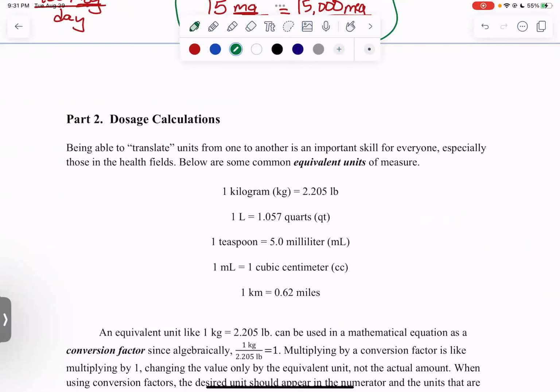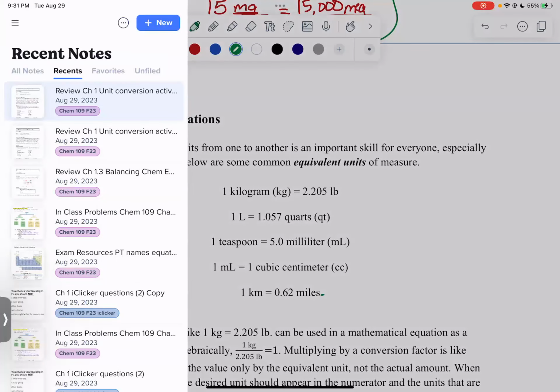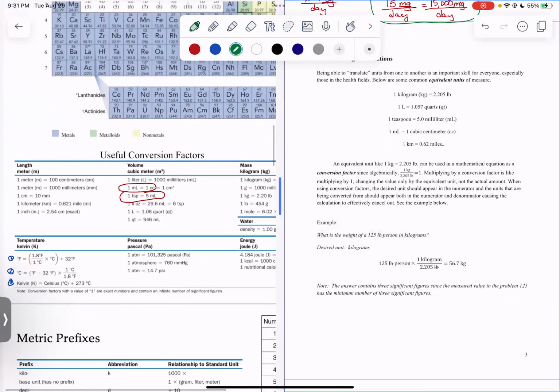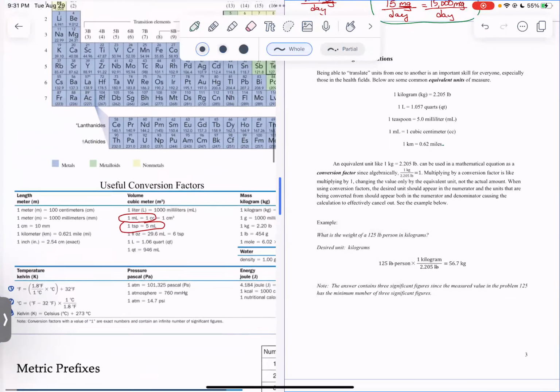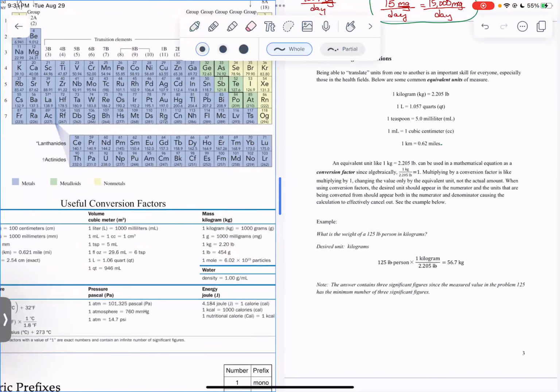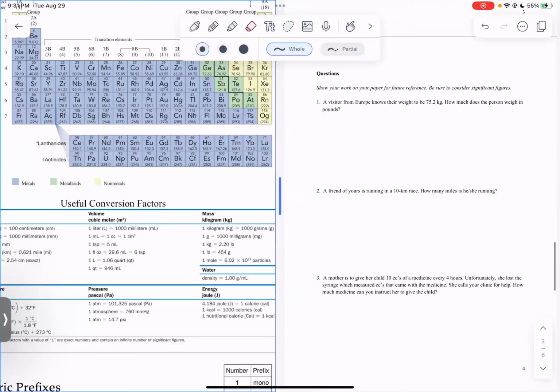So this is some additional dosage calculations, but if you go to your best friend, we know that we have lots of these same conversion factors here in our best friend that we can use. So I would say always go to your best friend to look for conversion factors. And everything we talked about is kind of in there.